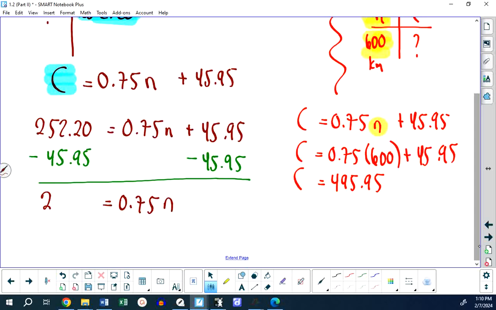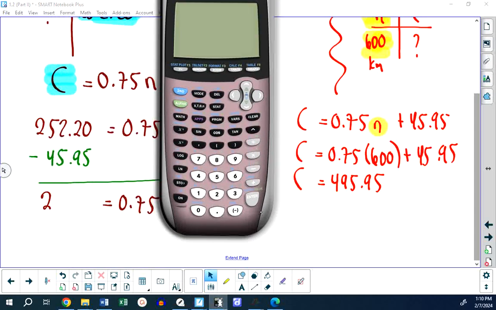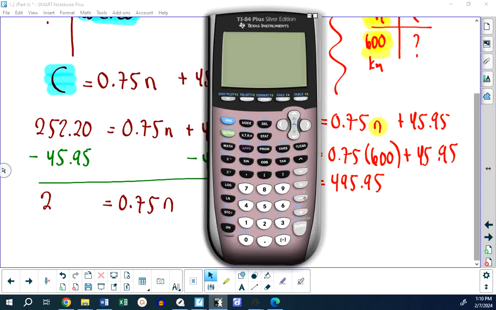I need your help here. 206 point, when you subtract them? No? I better just grab my calculator. $252.20 minus 45.95, 206.25.